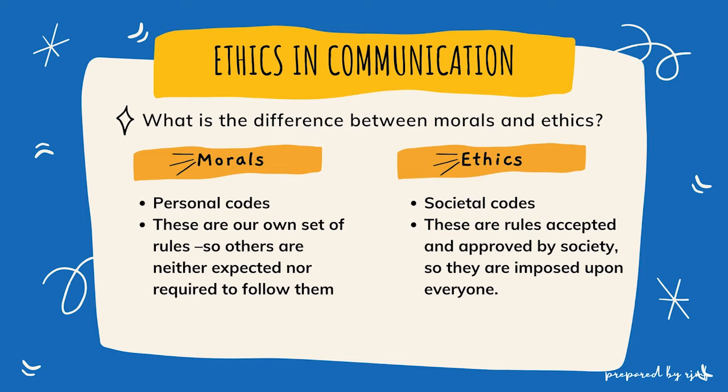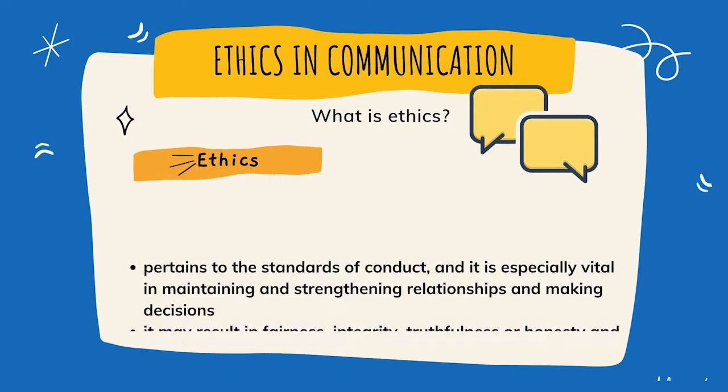Morals are personal codes. These are our own set of rules, so others are neither expected nor required to follow them. Ethics are societal codes. These are rules accepted and approved by society, so they are imposed upon everyone.